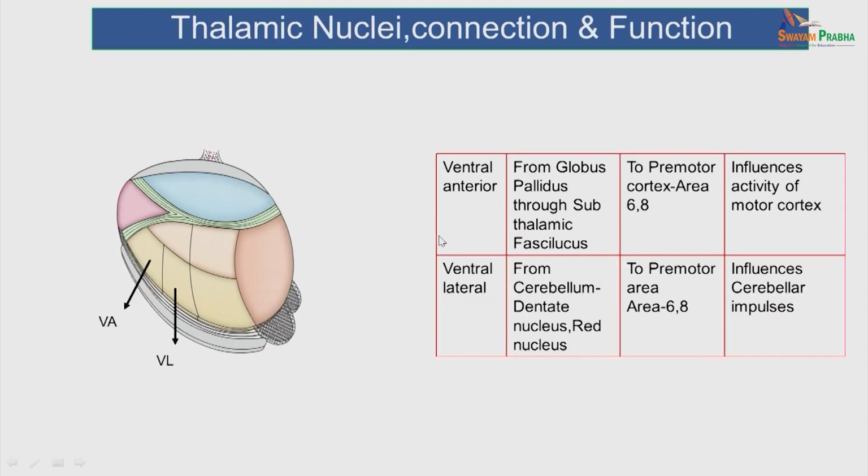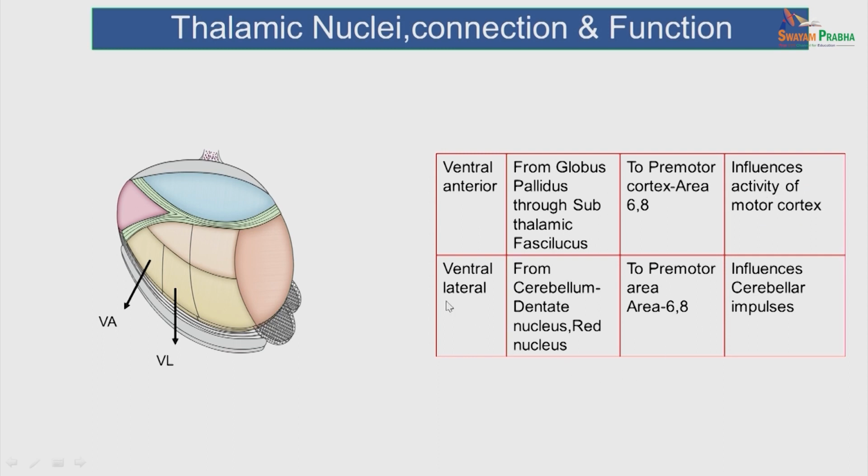Next, we have two nuclei, the ventral anterior and ventral lateral nucleus. The ventral anterior nucleus receives afferents from the globus pallidus, which is a part of the basal ganglia, through the subthalamic fasciculus, and the efferents go to the motor associated areas number 6 and 8 on the cerebral cortex. It influences motor activity, both the pyramidal and extrapyramidal system.